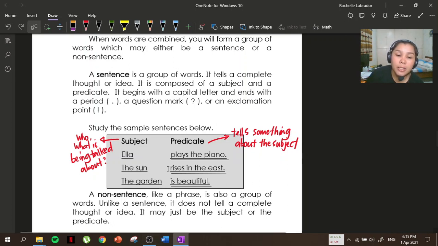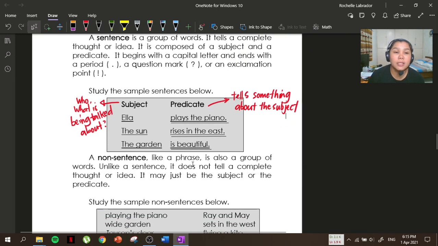Another, the sun rises in the east. So what is being talked about? The sun. What is being said about the sun? Ano bang sinabanggit tungkol sa sun? Rises in the east. So therefore this is a sentence. And then next, the garden is beautiful. What is being talked about, or who in case it's a person? So ang pinag-usapan dyan is the garden, and what does it say about the garden? It's beautiful. So therefore, even if this is a short one, this is a sentence. So parang nagkikwento siya, hindi bitin. So that is a sentence.